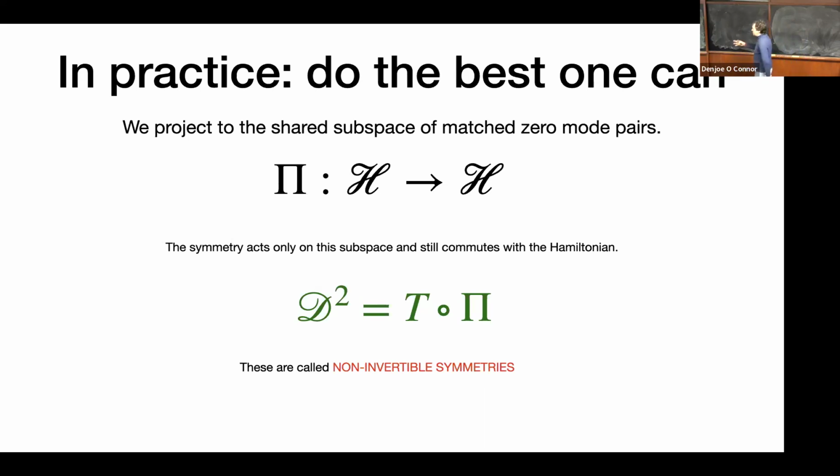And then the fact that you get something that's like a unitary in translation times a projector, the projector is what makes it into non-invertible symmetries because there's no notion of pi inverse. So this is not a symmetry in the sense that it's a unitary operator acting on the Hilbert space, taking one state to another one. There's some states that are killed by it.